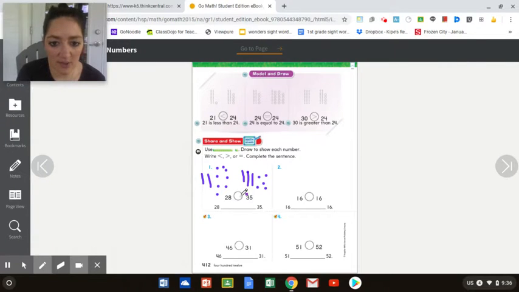So we're going to point the arrow to the 28 because it's less than. The open side of the arrow is going to open towards the larger number, the greater than number. And then you're going to write, let's see if I could do this. Less.